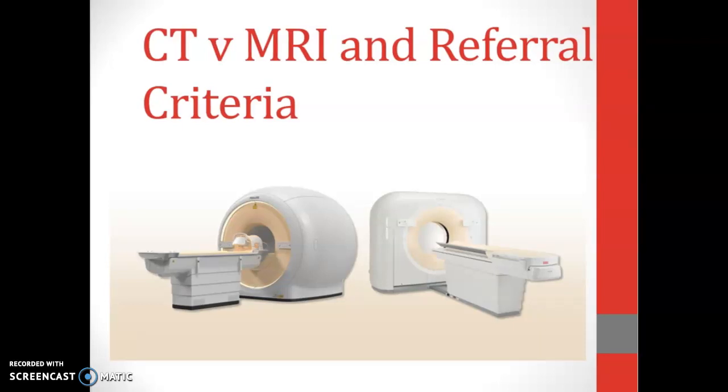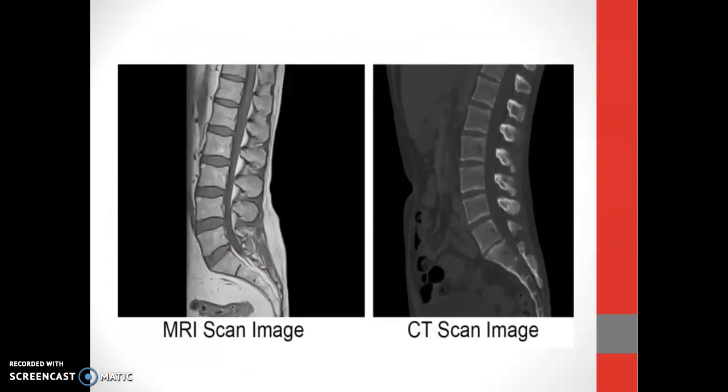So as you can see from the two images shown on the screen just here, you can see the MRI scan image on the left-hand side and a CT scan image on the right-hand side. And as you can see, different things can be visualised in greater or lesser detail. So the plan for this screencast is just to talk you through the advantages and disadvantages of CT versus MRI and when to refer for each, and which one will show you in greater detail the structures that potentially you will want to refer for.